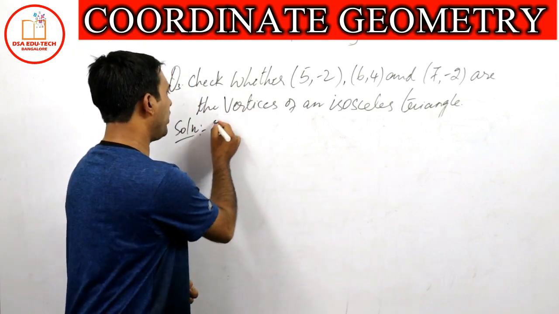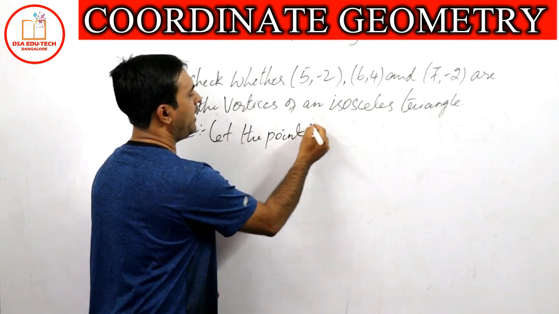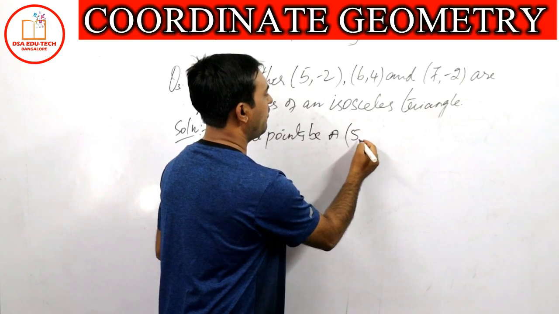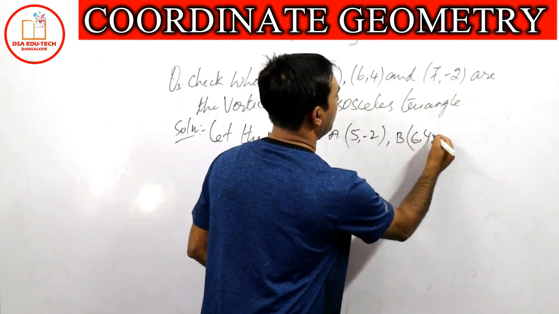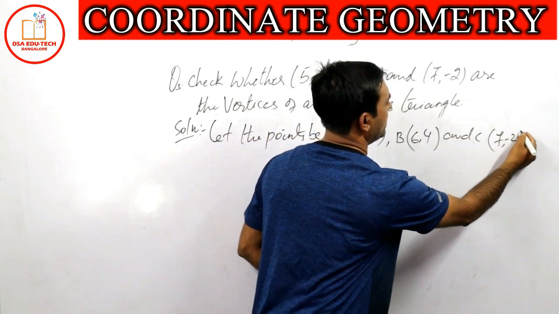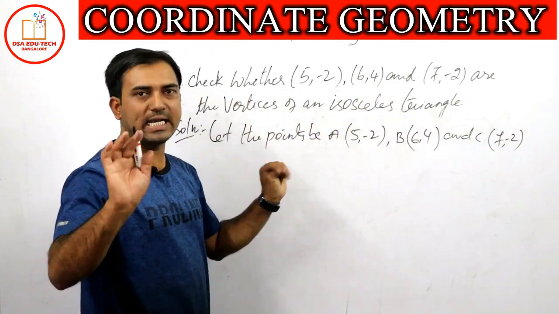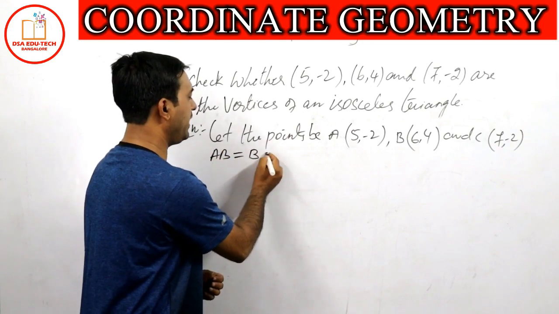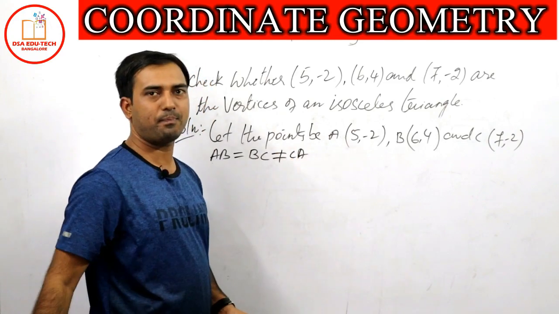So let me take the points. I'll give some names to these points. So my point A is 5 comma minus 2, point B is 6 comma 4 and point C is 7 comma minus 2. For an isosceles triangle, the condition is AB should be equal to BC and it shouldn't be equal to CA.